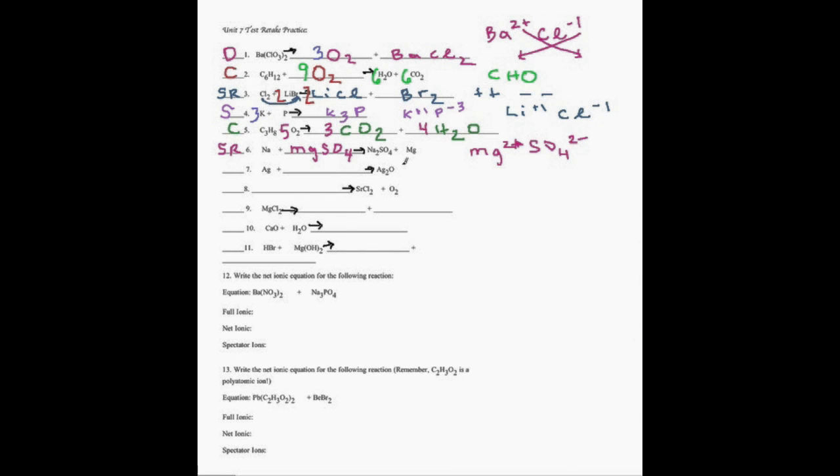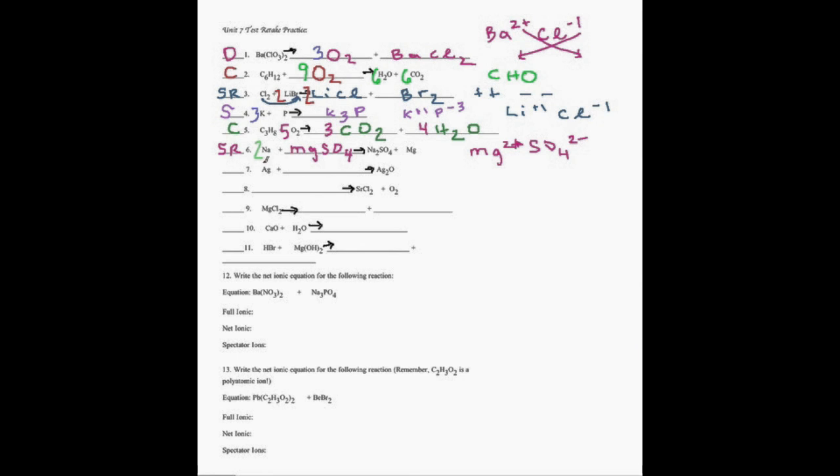Last thing I need to do, I need to balance. I've got 1 Na here, 2 Nas here, so I need to put a 2 in front here. 1 Mg, 1 Mg, 1 SO4, 1 SO4. I'm done. As easy as that. Okay, let's go on to the next one. If you guys need to pause, it's totally fine.